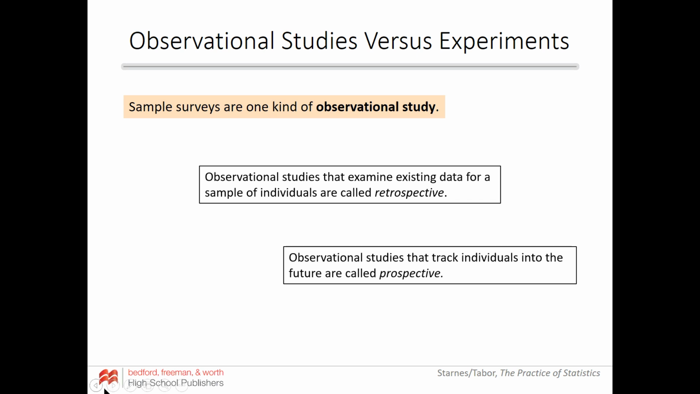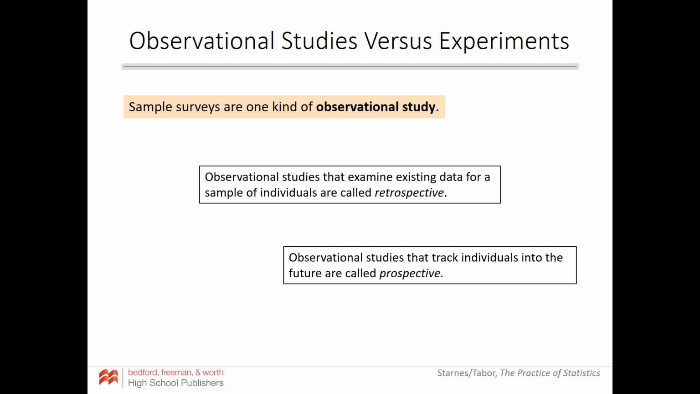On the other hand, we might have an observational study that is prospective. It tracks people into the future. Here's a quick example. We might want to follow a group of people who are, for whatever reason, at high risk to contract HIV. Again, we don't want to put them in positions where they may or may not get HIV, but we will just track data on them.